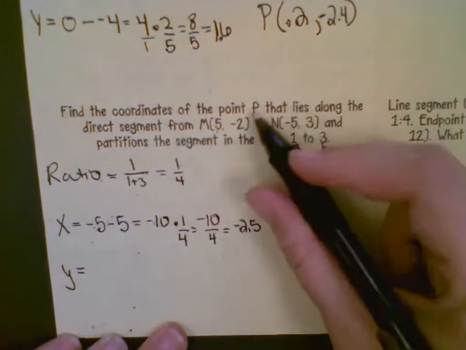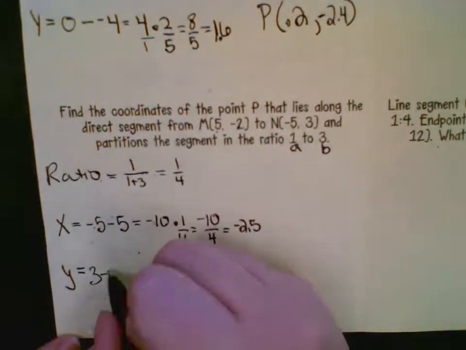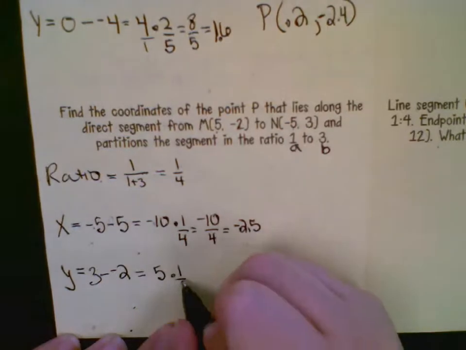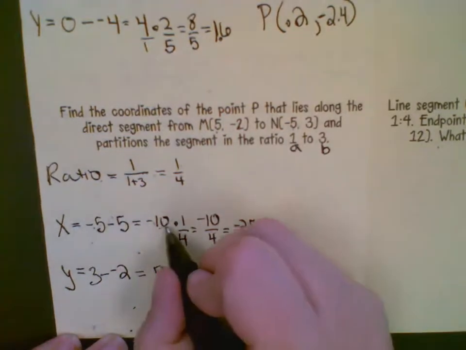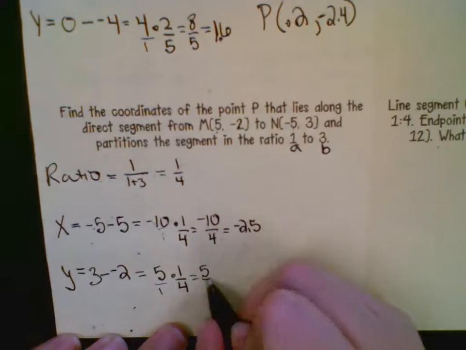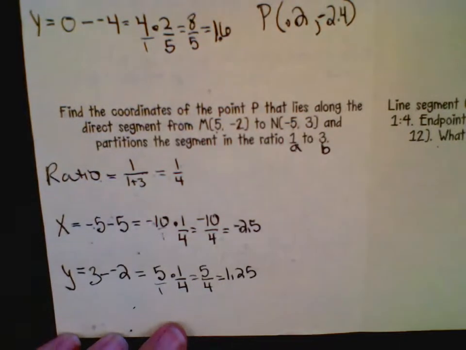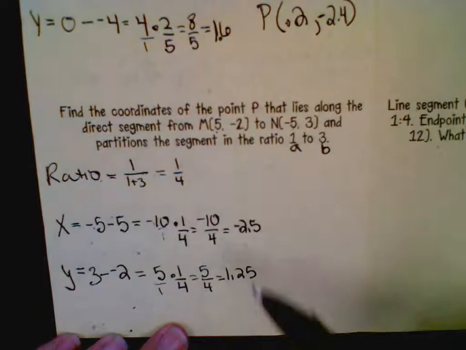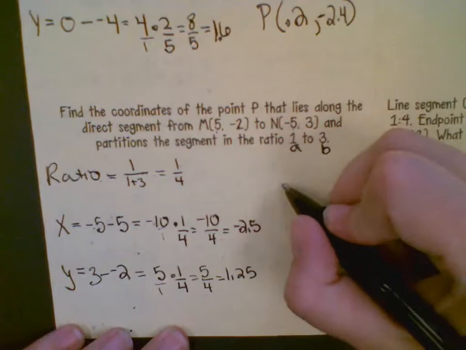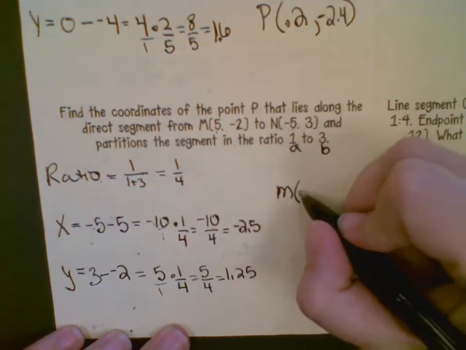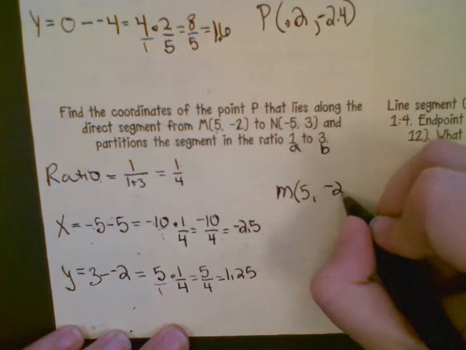So y2 minus y1, 3 minus -2. So that's 5 times 1/4. Multiply straight across, we'll get 5/4, which equals 1.25. So once you find your change, we add these to our original point. So our original point M is at 5, -2.